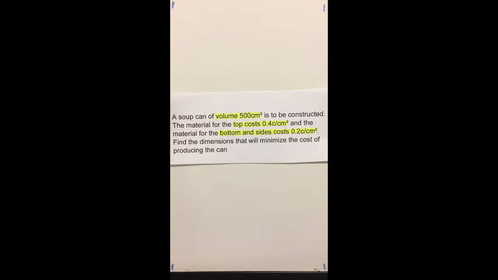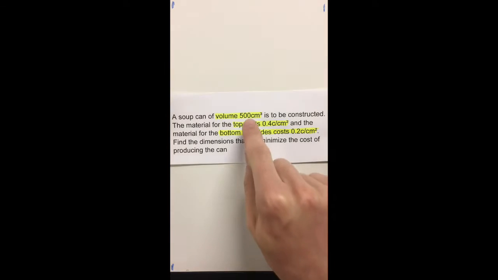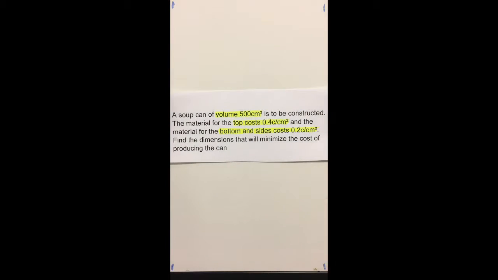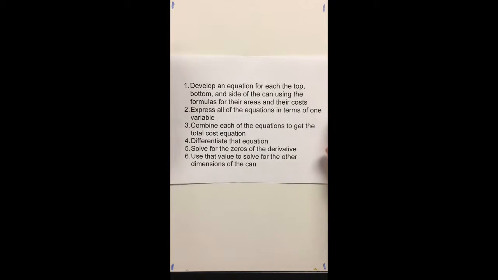The key elements of this problem are the volume, that is 500 centimeters cubed, the cost for the top of the can, and the cost for the bottom of the can. The steps to solving this problem are as follows. Develop an equation for each of the top, bottom, and side of the can using the formulas for their areas and their costs. Express all of the values in terms of one variable. The volume will help with this. Combine each of the equations to get the total cost equation. Differentiate that equation.